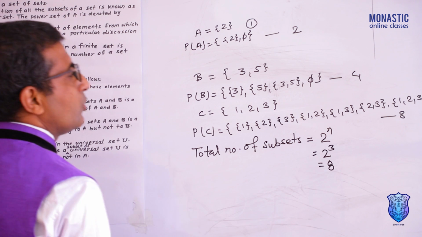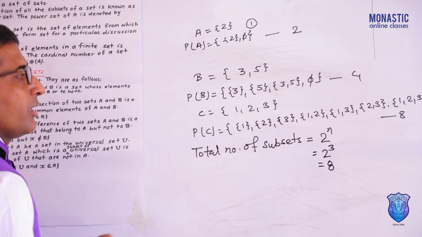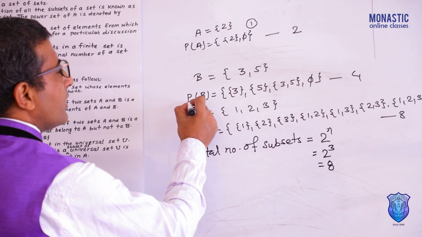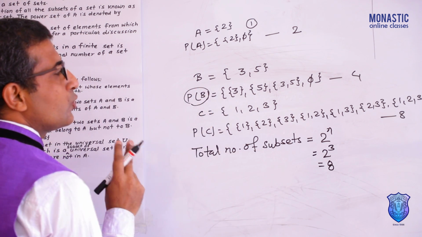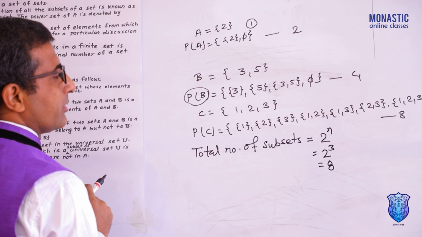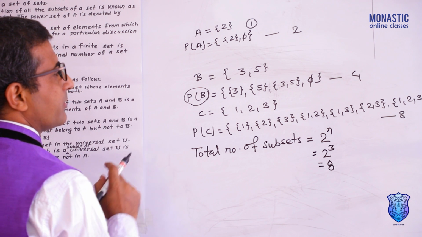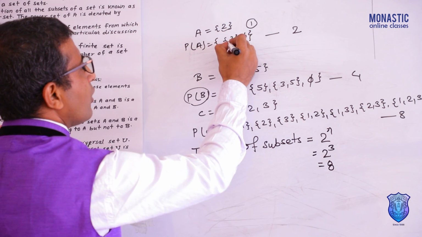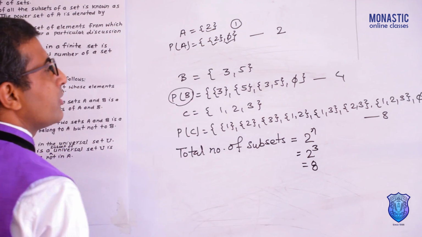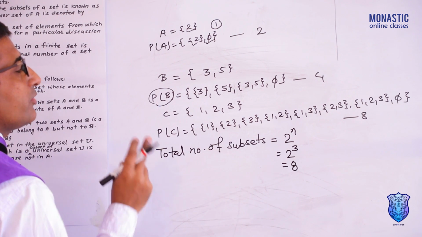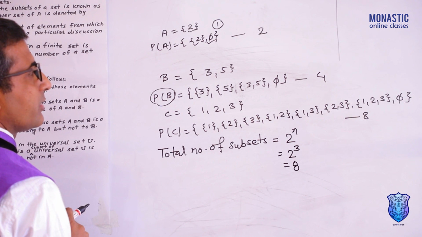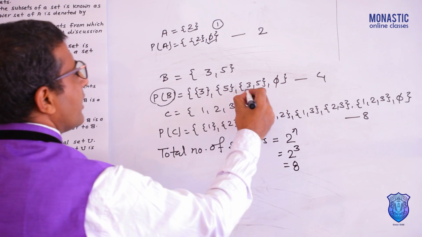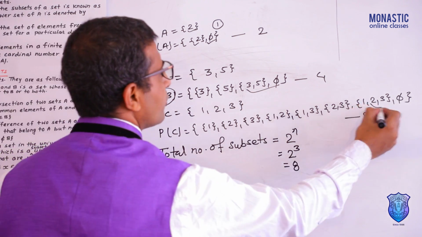But you have to remember, every set has two improper subsets. Here in this case, this is also improper, this is also improper. The null set is also an improper subset, and the set itself is an improper subset.